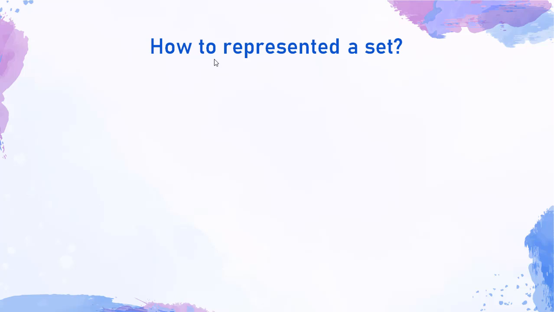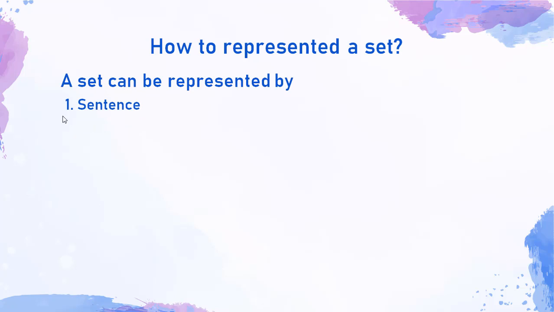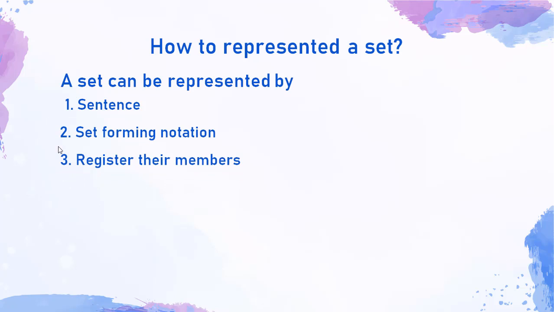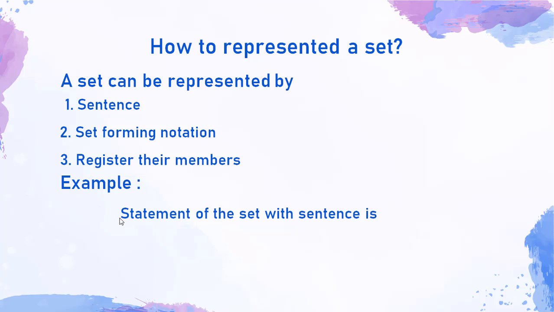Okay, how to represent a set? A set can be represented by first, a sentence. Second, set-builder notation. Third, listing its members. For example, the statement of the set with a sentence is: set A, which contains the elements blue flowers.